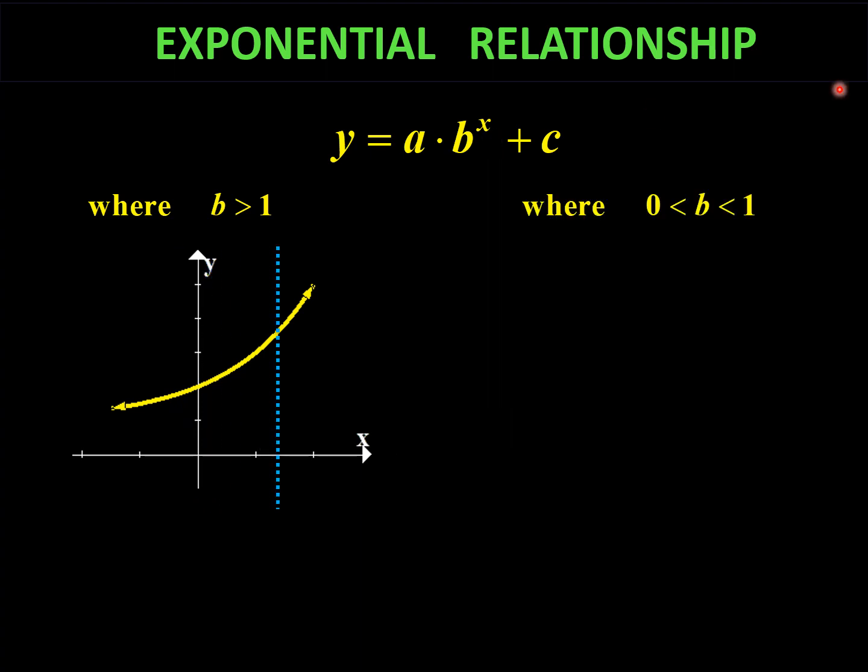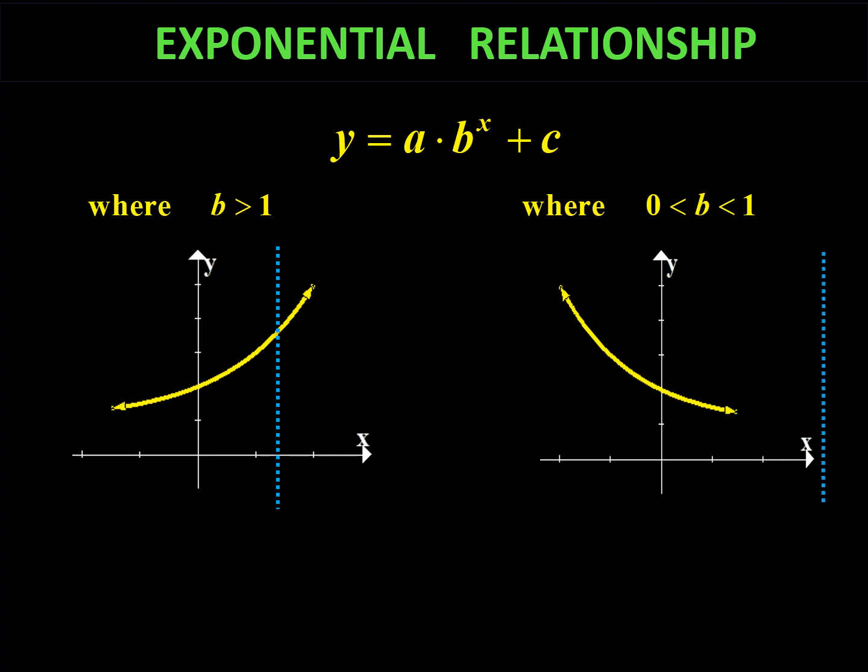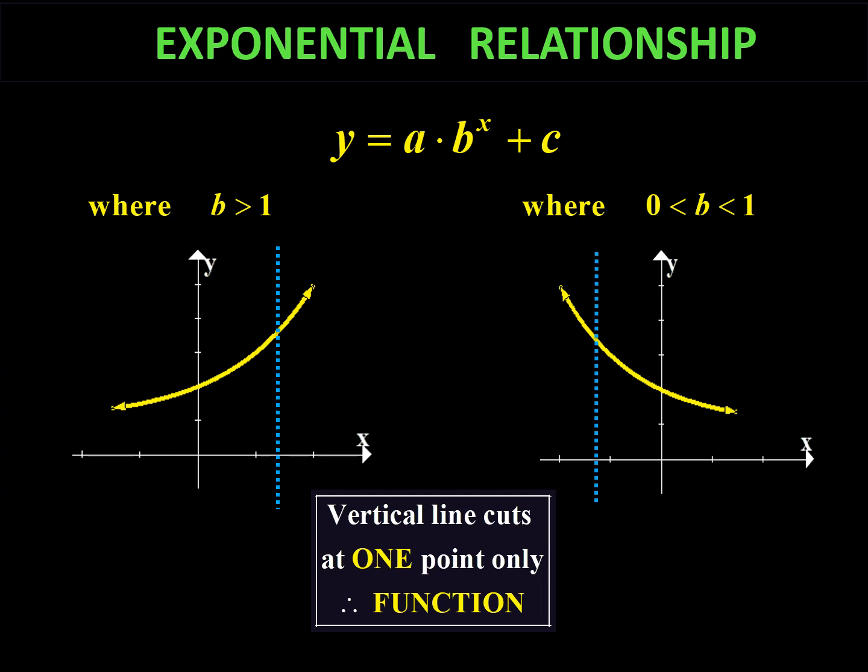Let's take one where the value of b lies between 0 and 1. No negative values. So I could have 0.25, I could have a third, I could have 2/5, etc. So this one here, there we have that exponential relationship. And let's look at it. Vertical line always cuts once. Therefore, exponential relationships are functions.